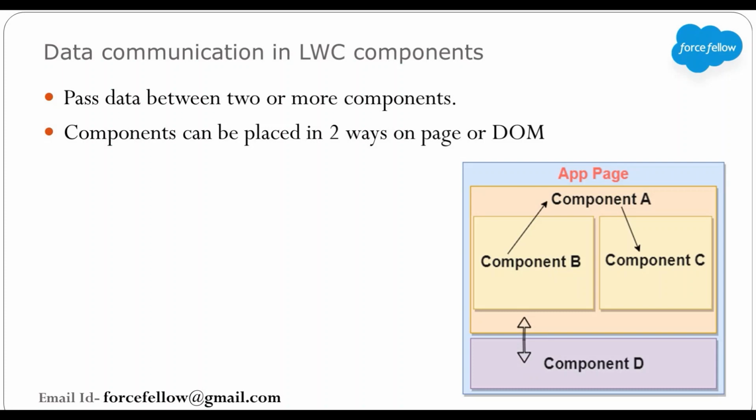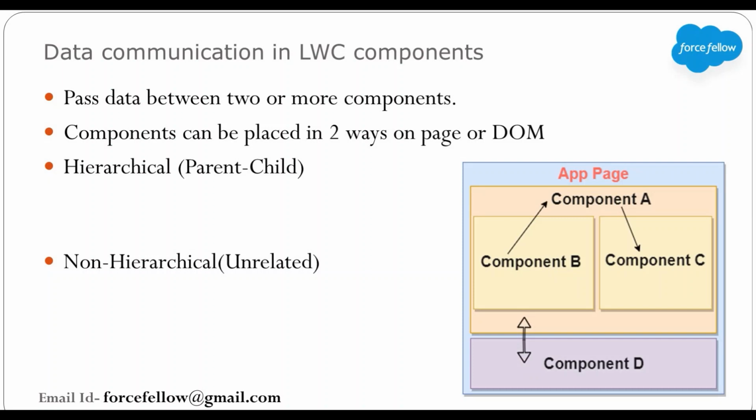So generally components can be placed in two ways on the DOM or page. First we have hierarchical components, or we can say related components. So here you can see in this image, we have component A, and components B and C are the children of component A. So this kind of component relationship is called a parent-child relationship or hierarchical relationship. Okay. Next we have non-hierarchical, meaning unrelated components. So here you can see in this image, we have component A and component D, and we do not have a direct relationship between these components.